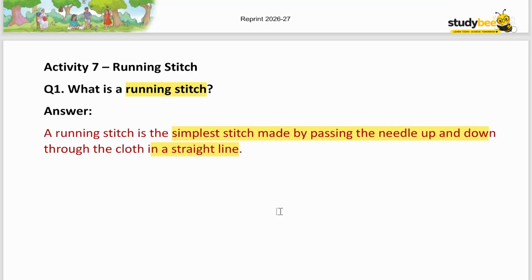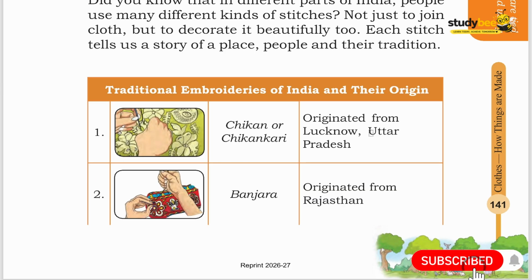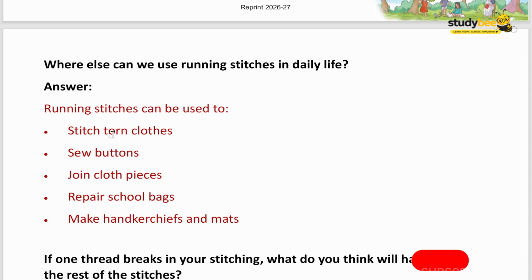ठीक है? Next. Where else can we use running stitches in daily life? So running stitches को हम daily life में कहाँ use करते हैं? So running stitches can be used to stitch torn clothes. अगर कपड़े थोड़े फट जाते हैं तो हम running stitch का use करके कपड़े को सिल लेते हैं, right? Then sew buttons. अगर buttons टूट जाते हैं so we can attach the buttons with the help of this running stitch. Join cloth pieces. अगर clothes के pieces को join करना है then we can use this running stitch.